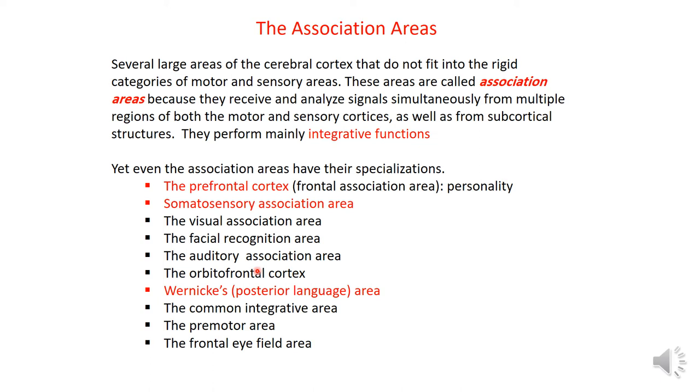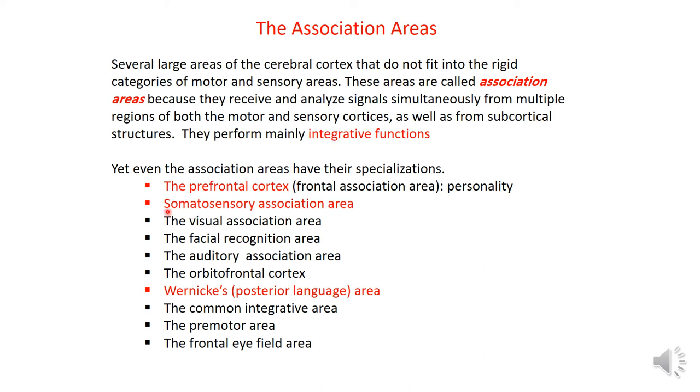If I put a key or a mobile or a coin in your hand and you are closing your eyes, you can identify the name of the object, its texture, and its shape. You can understand the meaning of this sensation by what? By the somatosensory association area.